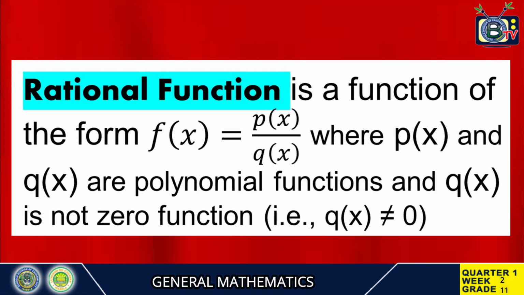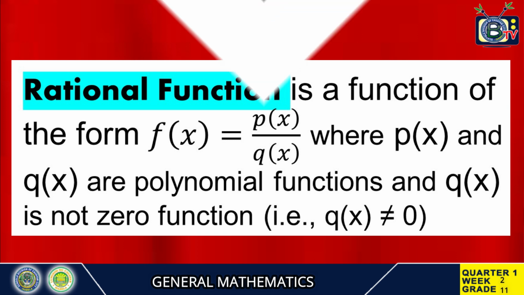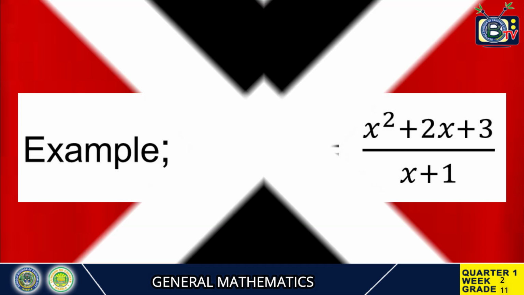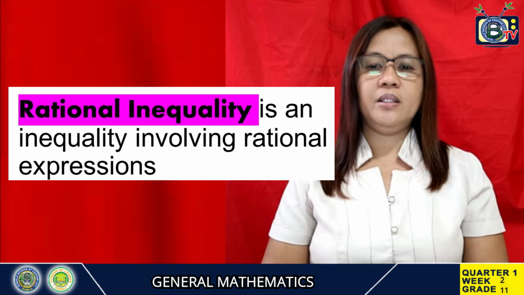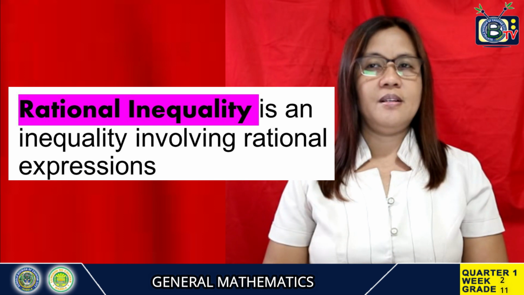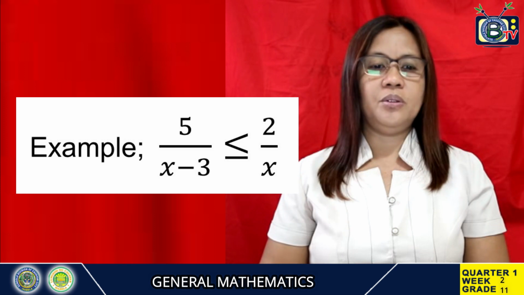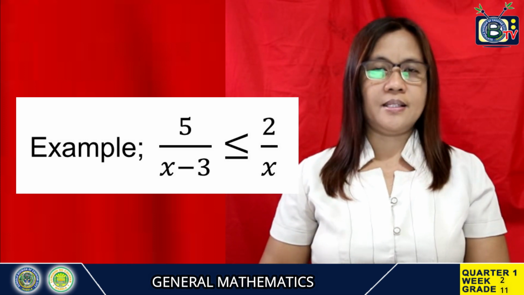A rational function is a function of the form f of x is equal to p of x over q of x, where p of x and q of x are polynomial functions, and q of x is not a zero function. Example, f of x is equal to x squared plus 2x plus 3 over x plus 1. A rational inequality is an inequality involving rational expressions. Example, 5 over x minus 3 is less than or equal to 2 over x.